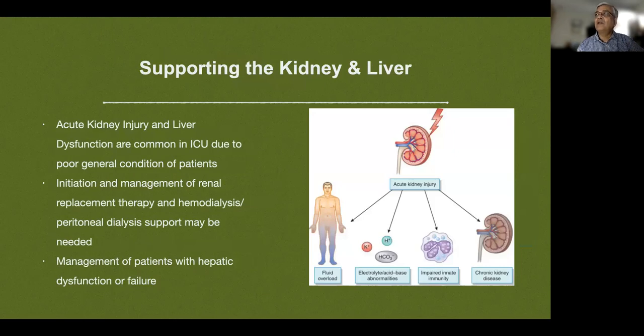The liver and the kidney also need to be supported in the ICU because acute kidney injury and liver injury are very common in the ICU due to poor general condition of the patient. So you need to start and manage renal replacement therapy, RRT, or you may have to do a dialysis on the patient as required. In case the patient is having hepatic failure, we have to treat hepatic failure or liver failure.